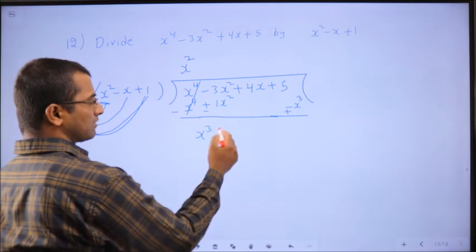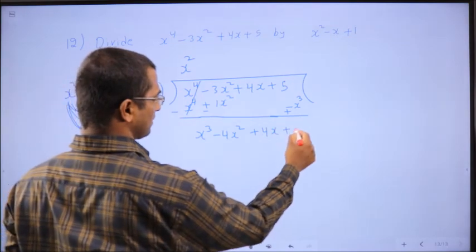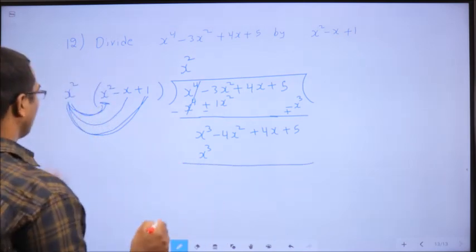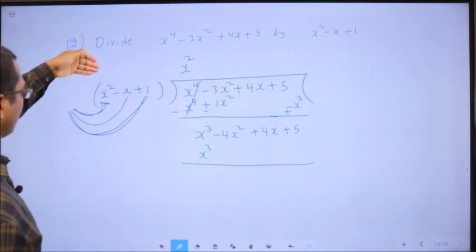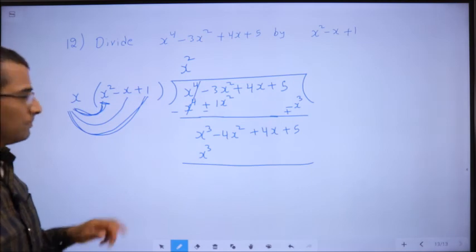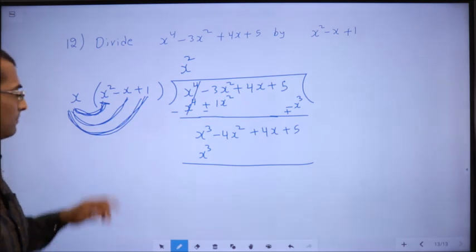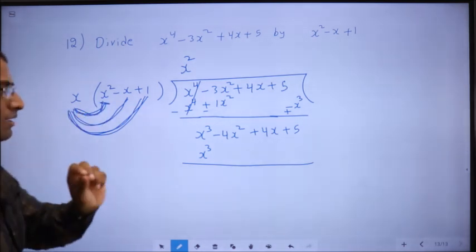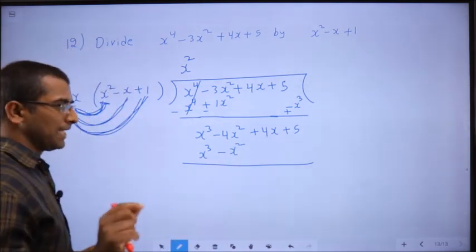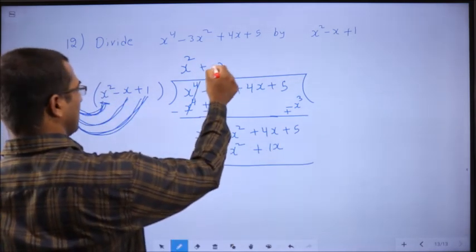Minus 3x square minus 1x square will be minus 4x square. Take this down as it is. Plus 4x plus 5. Now here x cube, below also I should get x cube. Here I have x square. X square should be multiplied with x. Only then I get x cube. When I am multiplying to the first term, I should also multiply to the second term and also to the third term. So x into minus x square. Write that. X into plus 1 is plus 1x. Write that. So second term of the quotient is plus x.